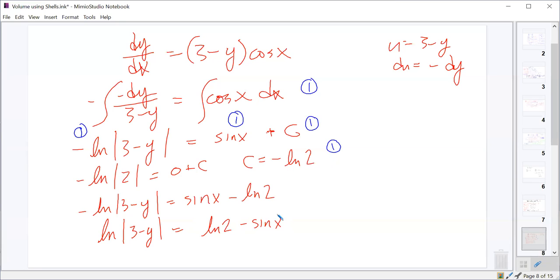How do we get rid of the natural log? E to the power of both sides. Yeah, we call it exponentiating, right? Exponentiate both sides. So e to the natural log of anything is just that thing. So we have absolute value 3 minus y. And then here we have e to the ln 2 minus sine x. How could we rewrite that? What can we do with the e to the ln 2 part of it? Yeah, bring the 2 out in front. So we have 2e to the negative sine x. And then we need to clear off the absolute value.